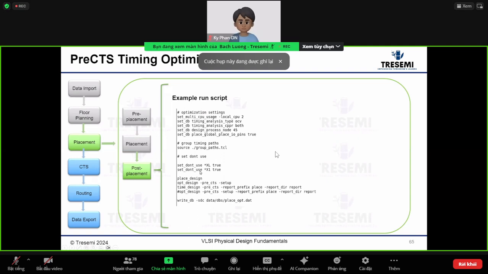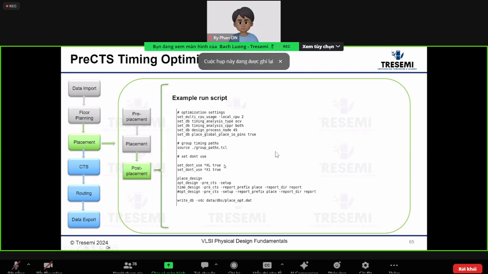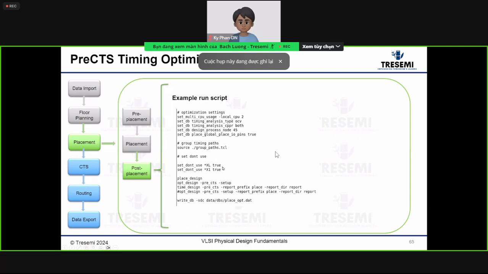The timing optimization engine will not use it. It will put a don't use attribute on it, and it knows not to use it in any buffer insertion or any of the optimization methods.